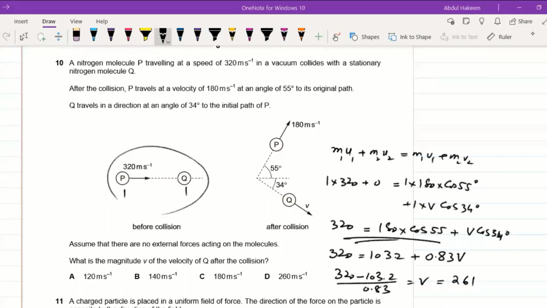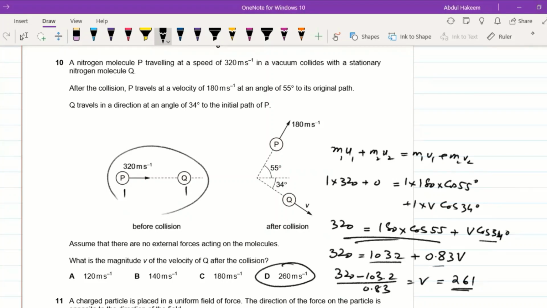Okay, so this 320 and cos 55 multiplied by 180 comes to 103.2, and then cos 35 is 0.83. Now we have to subtract this 103.2 from this 320. So 320 minus 103.2 and divided by this. So the final calculation, the answer is 261. So close to this, 260. So just one component, the X component.